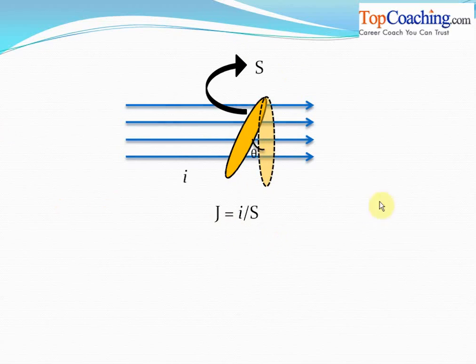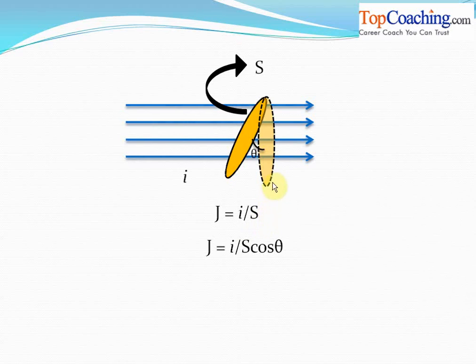In such a case, you cannot just say that J is I by S, if S is the area across which you have to calculate current density. In this case, you will have to take the component of the area in the direction perpendicular to the electric current. Understood? So for example, S here is like this, and the component of S in the direction perpendicular to the electric current is S cos theta, isn't it? So J will be I by S cos theta. It won't be I by S always. In fact, when we say J is I by S, we assume that theta is 0.